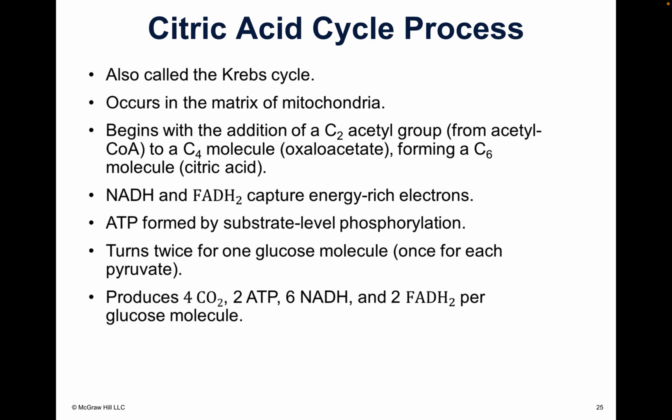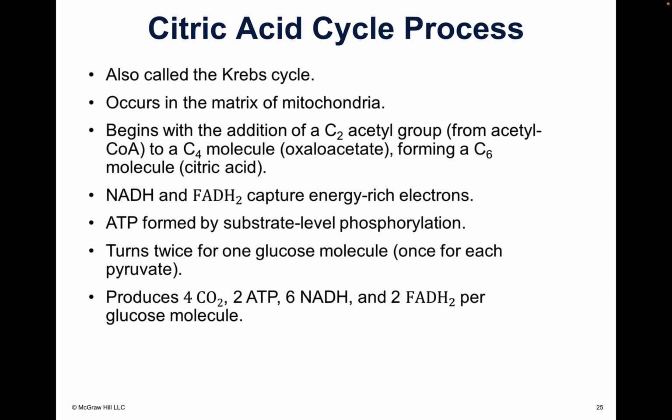After we've gone through glycolysis and the prep reaction, now we're into the citric acid cycle. This is also called the Krebs cycle. I'll write that down so I can make sure to look that one up for you. So, Krebs cycle, or citric acid cycle. This happens in the mitochondria. It begins with the addition of a C2 acetyl group from the acetyl-CoA to a C4 molecule, oxaloacetate, I'm not sure. We're going to call it a C4 molecule. This forms a C6 molecule, so it forms citric acid.